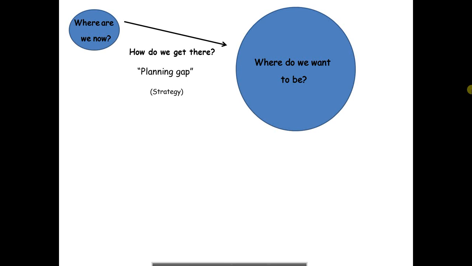So this planning gap, or the difference between where we are now and where we want to be, it's essential that you have a strategy to close this gap, and this is where the Ansoff Matrix comes in. So you can see why the Ansoff Matrix is so important. It's crucial that every business uses this Ansoff Matrix in order to figure out their strategy for growth.